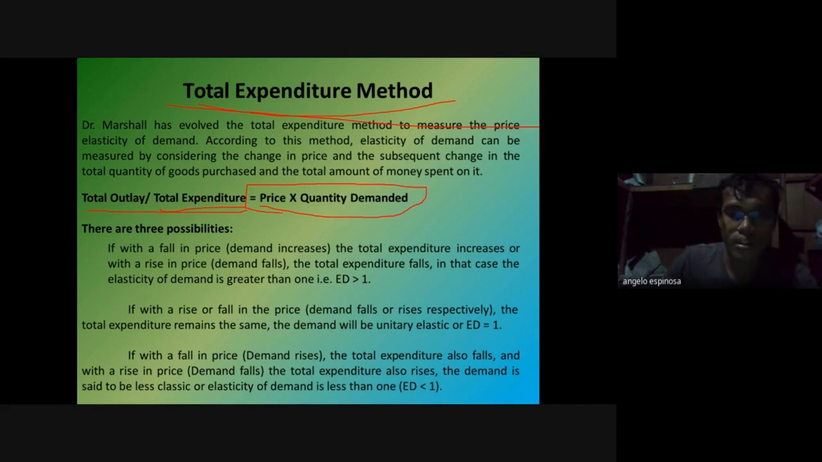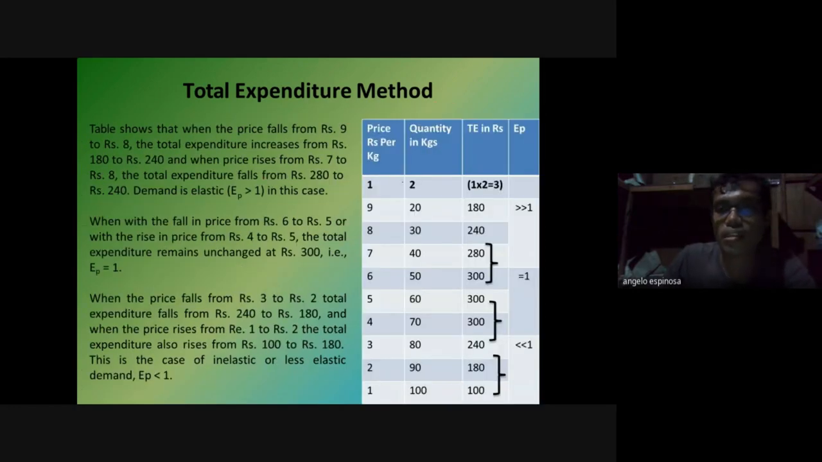Okay, so we have here the elasticity of demand is greater than one. That is being relatively elastic. Okay? So we have here unitary elastic. And you have here also the relatively inelastic. Ito, elastic, ito, relatively inelastic. That is lesser than one. Inelastic. And this is the total expenditures. Okay, example. So, we have here greater than one.